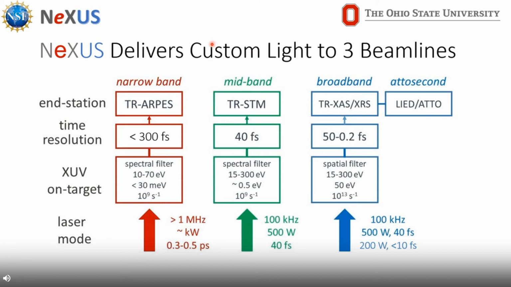So again, just to highlight what Nexus specifically will do, I won't get into details here, but just a few examples of the different end stations as well as the time resolutions we expect here. So going down to the attosecond resolution, the XUV specs on target can be quite small and can have quite a broad excitation energy window. So 10 to 70 eV is traditionally what we do. That's what will be provided for ARPES. But for the XAS and XRS at Nexus, we'll have an expanded window from 15 up to 300 eV.